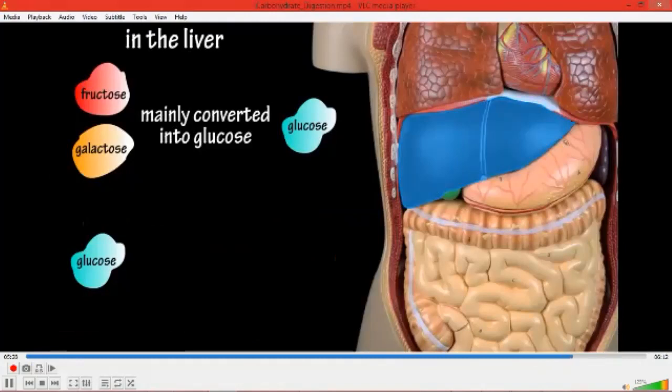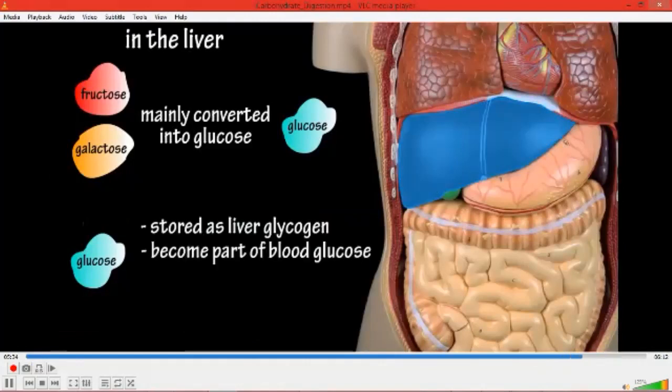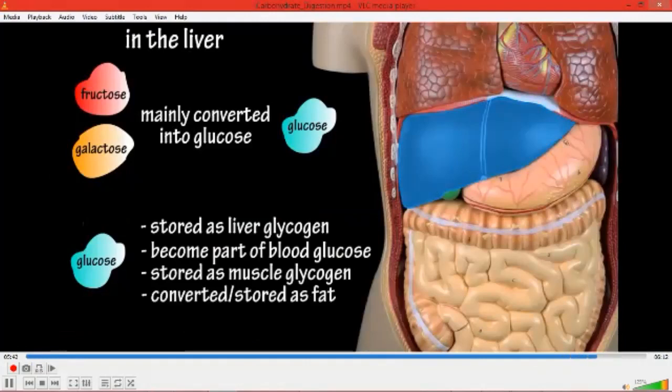The actual glucose molecules from food can be taken up by the liver and stored as liver glycogen, or they can become part of blood glucose and be used by cells throughout the body as energy. They can also be taken up by muscle cells and stored as muscle glycogen, or they can be converted into fat and stored in adipose or fat tissue. And folks, that be the basics on how carbohydrates are digested and absorbed. You can hit the thumbs up or thumbs down. All right.